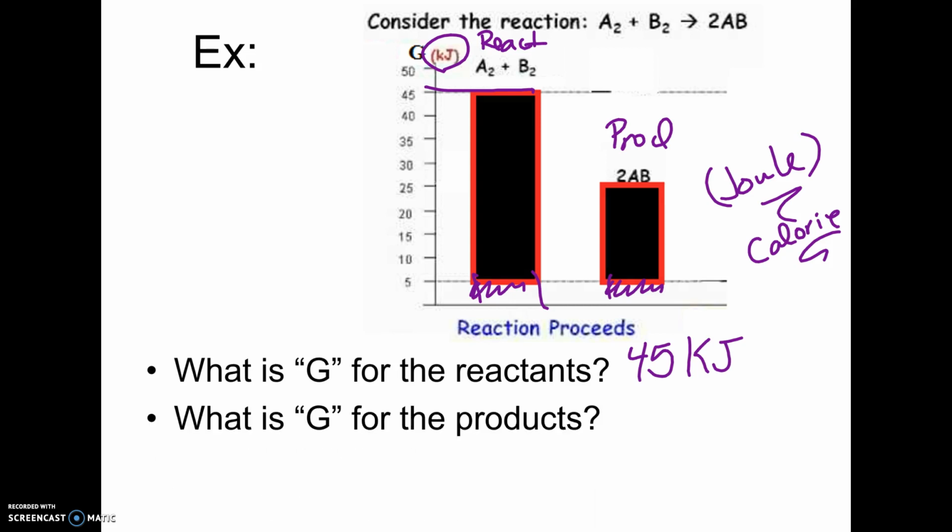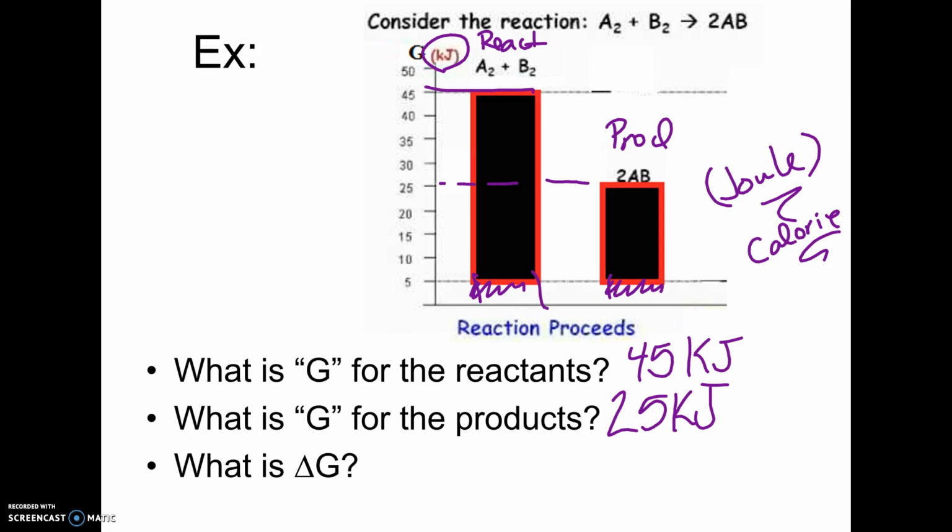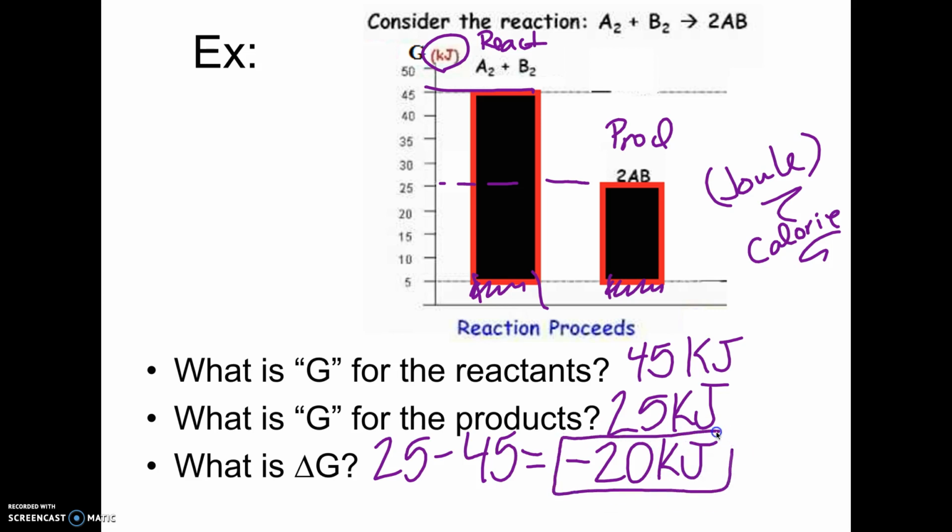What about for the products? About 25, right? It's supposed to be 25, so give or take. So 25 kilojoules. So to calculate delta G, it's going to be the amount of energy that the products have minus the amount of energy that the reactants have. So 25 minus 45, and so therefore what is delta G? Negative 20. Now, again, this does not mean that it made negative energy. The negative tells us the direction of the energy. That 20 kilojoules of energy is released by this reaction.